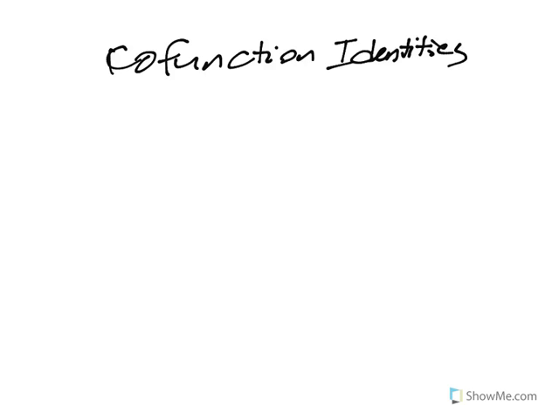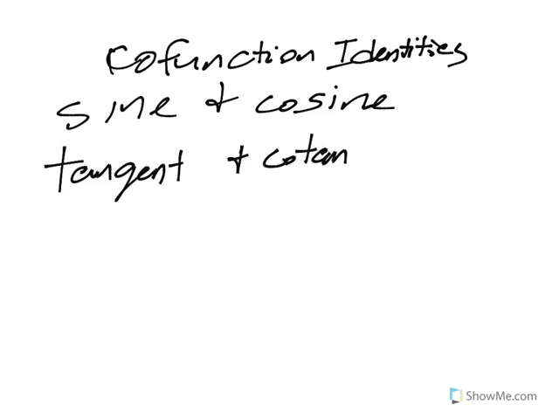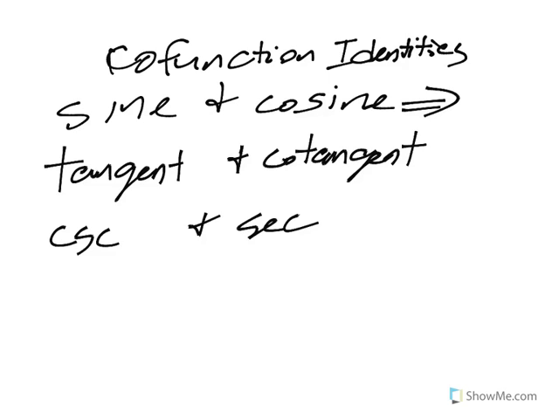This video is to algebraically derive the cofunction identities. So sine and cosine are cofunctions. Tangent and cotangent are cofunctions. And finally, cosecant and secant are cofunctions, and there are identities that connect them. And we already know the Pythagorean identity that connects sine and cosine, but this is another way to get one in terms of the other.